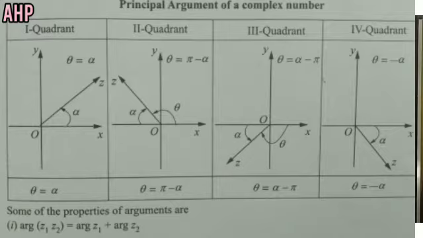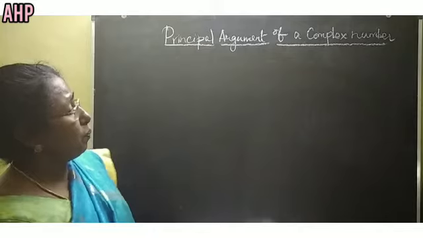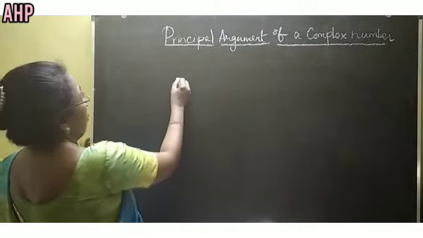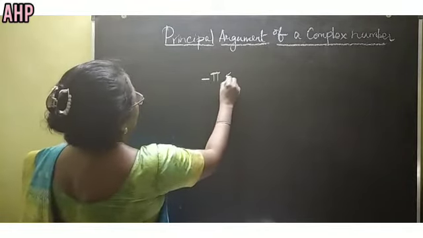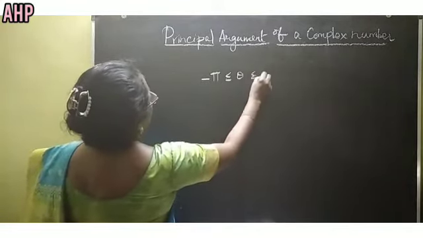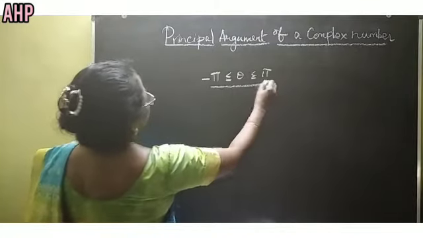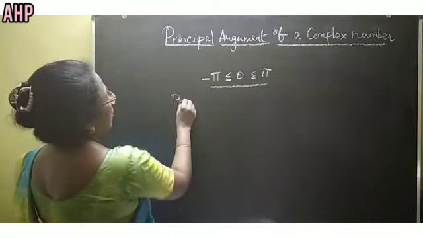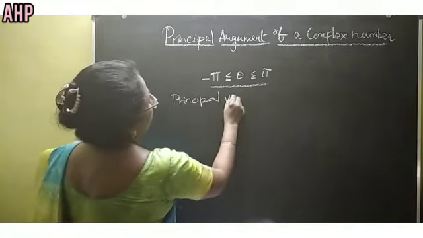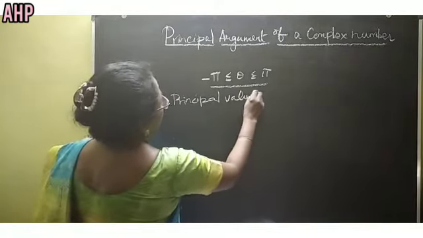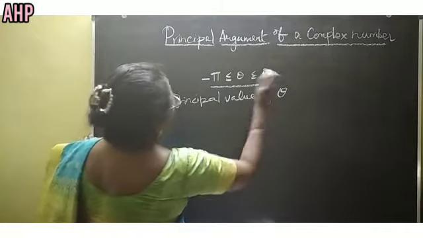So, in the four quadrants, the value that we get for theta is known as the principal value, that is from minus pi less than or equal to theta less than or equal to pi. Within this limit, it is the principal value of theta.